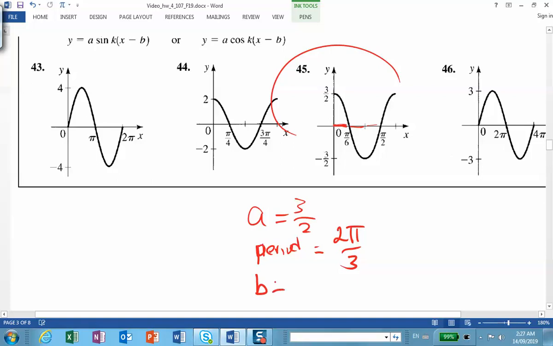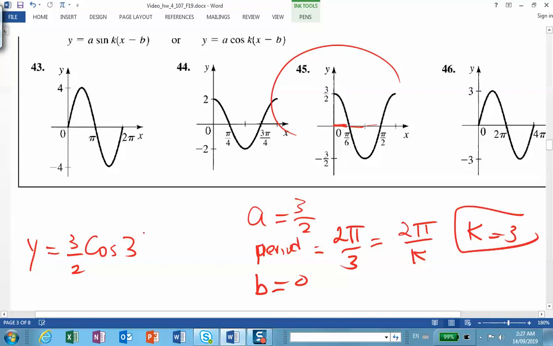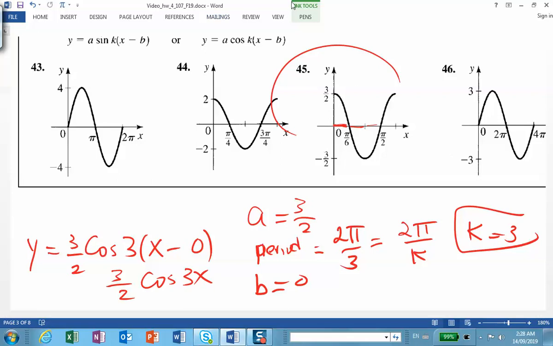So it's going to be 3 over 2 cosine of, by the way, this is 2 pi over k, right? In general. So k is 3. So it's going to be 3 times x minus 0. Or simply 3 over 2 cosine of 3x. All right, so let's get rid of these.